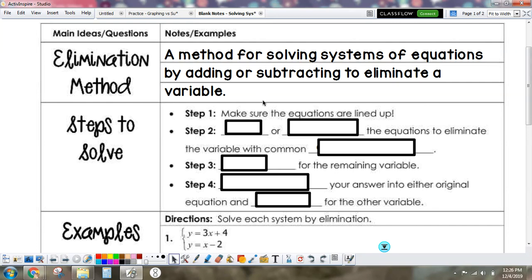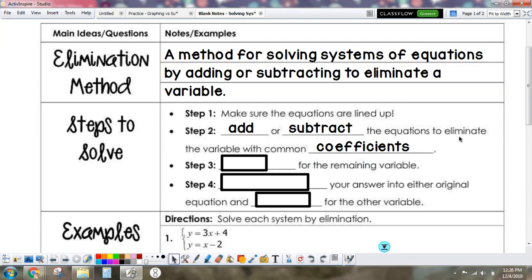Step 1 is to make sure your equations are lined up. So make sure all your x terms are lined up, all your y terms are lined up, and any other leftover terms are also lined up. Step 2 is to either add or subtract the equations to eliminate the variable with common coefficients. Say, for example, you have a 3x and a 3x in both of your equations. That's what we're talking about by common coefficients. They're going to be the same, but one could be positive, one could be negative.